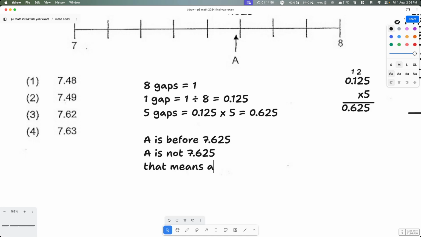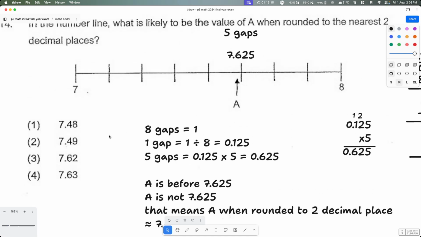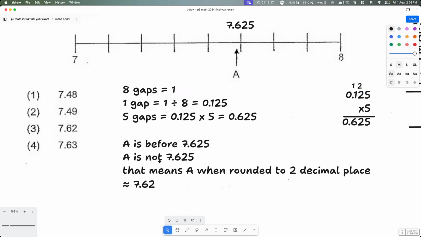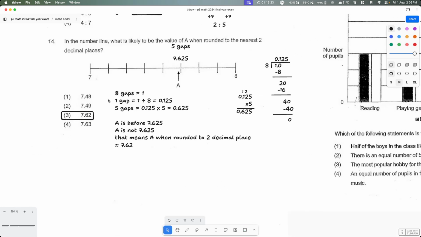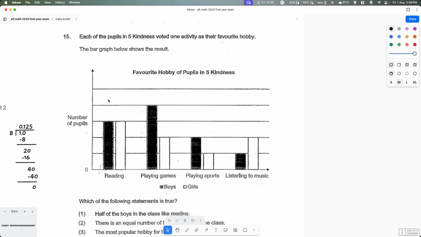That means A, when rounded to 2 decimal place, so A is equal to, or I'll put curly brackets, 7.62. A is before 7, so A is not 7. That means A, when rounded to 2 decimal place, will be 7.62, and the answer to this is 3. Whew. All right, let's move on to the last question.